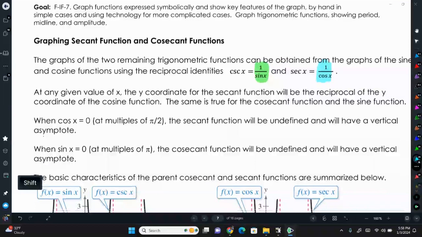So when cosine is equal to 0, and we know cosine is 0 at pi over 2, or odd multiples of pi over 2, so pi over 2, 3 pi over 2, 5 pi over 2, and so on, we're always going to have a vertical asymptote at that value. And then when sine is 0, which is multiples of pi: 0, pi, 2 pi, 3 pi, 4 pi, and so on, you're going to have a vertical asymptote there as well.